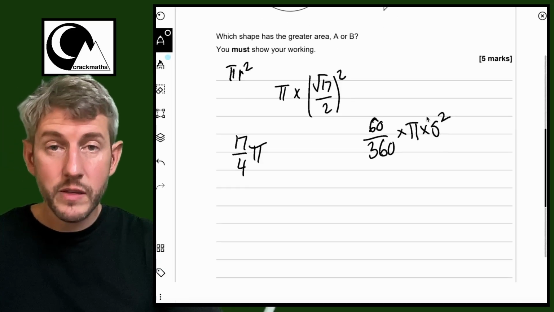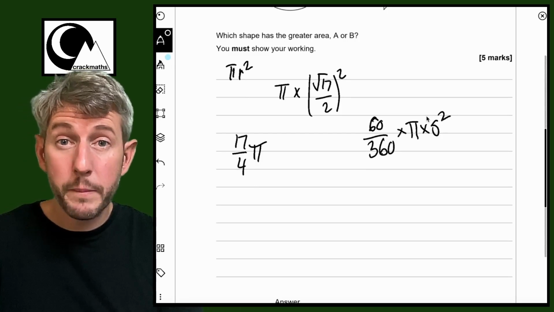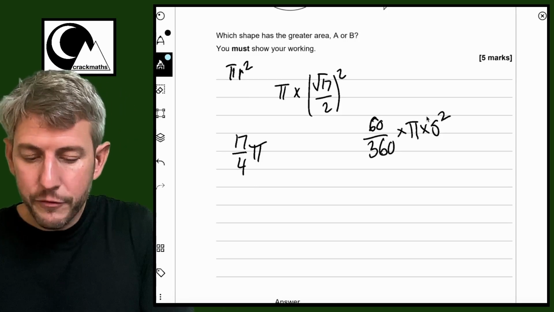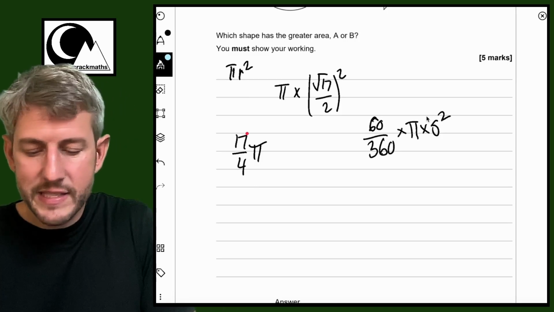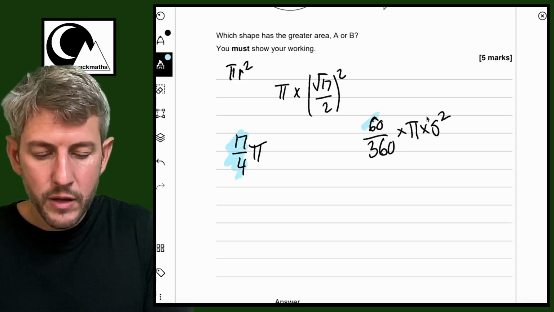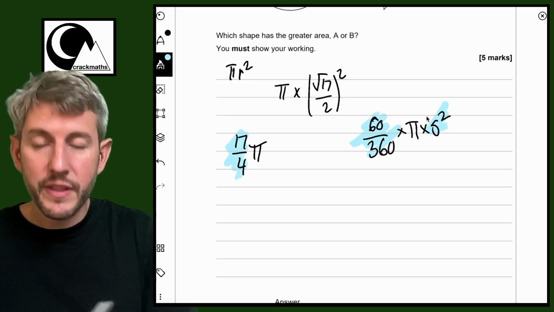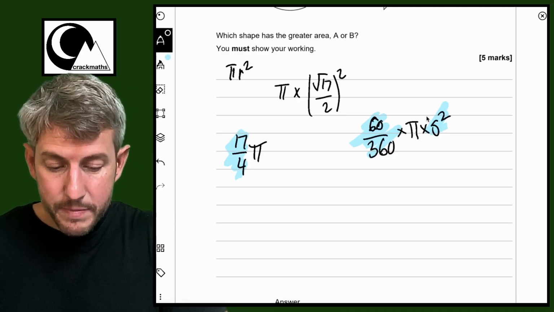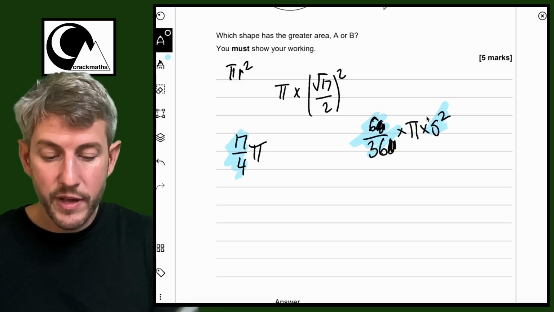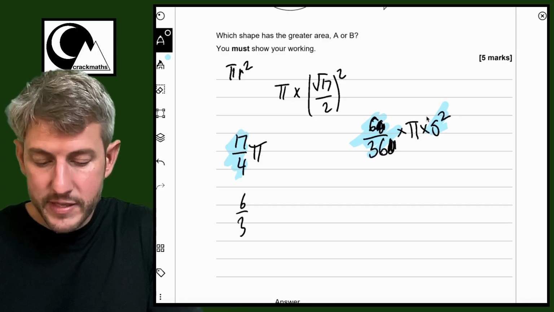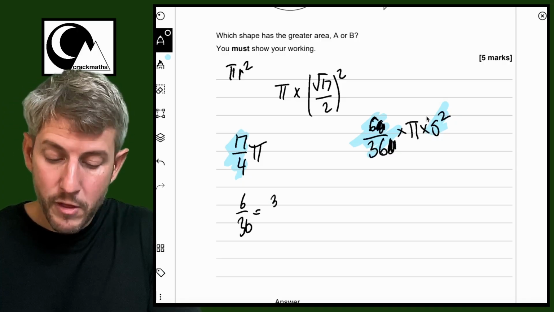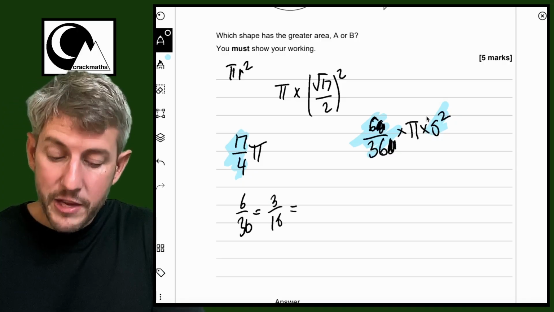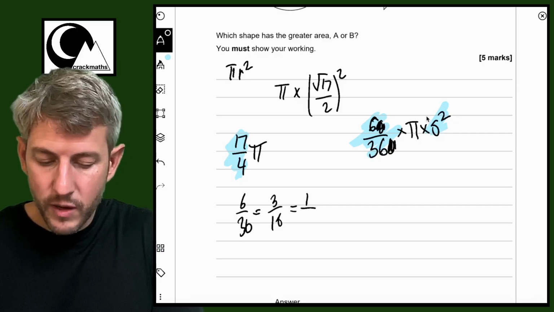So let's sort out these numbers a bit so that we can compare them. We're basically looking for which coefficient is larger. Is this larger, or do these bits make something that's larger than 17 over 4? Well, 60 over 36 we can simplify instantly to 6 over 36. And then 6 over 36 is like 3 over 18. Then you can divide both of these by 3, which is like 1 over 6.